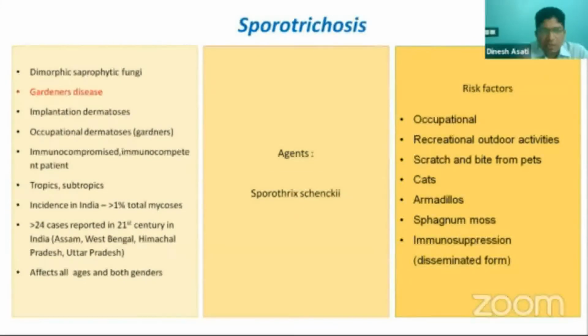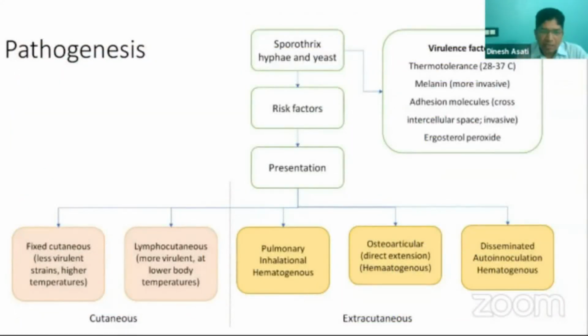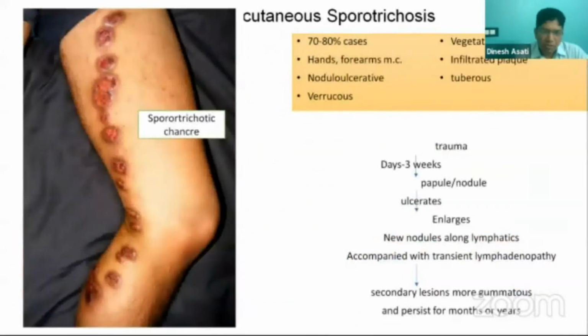It's also called gardener's disease. It's usually caused by the prick of a thorn or some wooden material. It's also one of the implantation dermatoses, caused by Sporothrix schenckii. Mostly it is localized to the skin, and rarely it invades the bones or sometimes the system. So there are two types, most commonly.